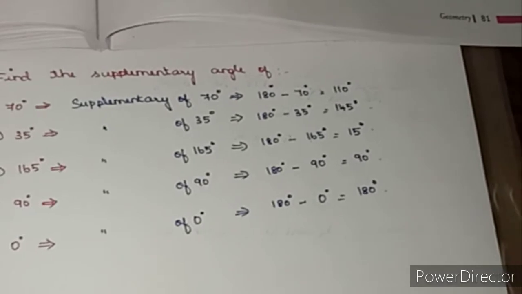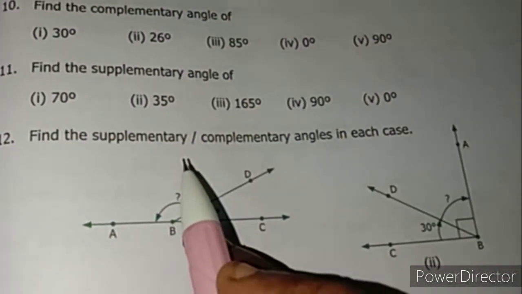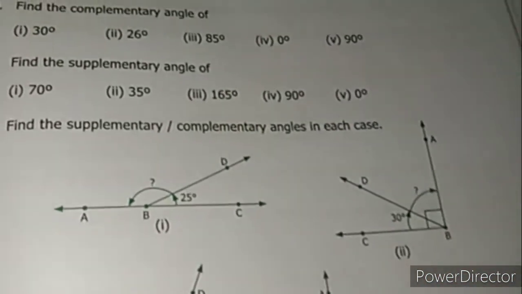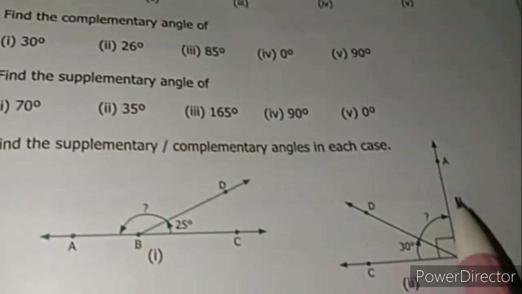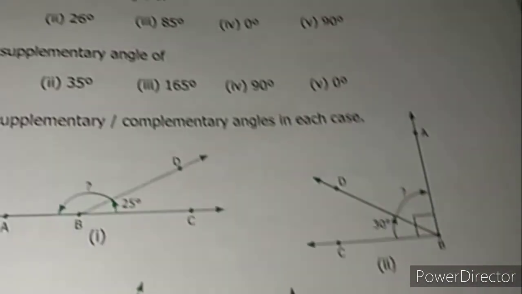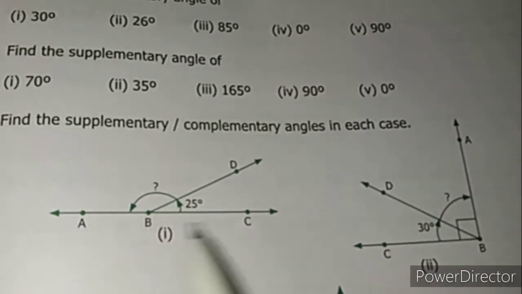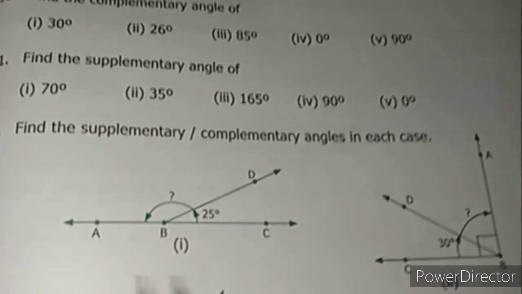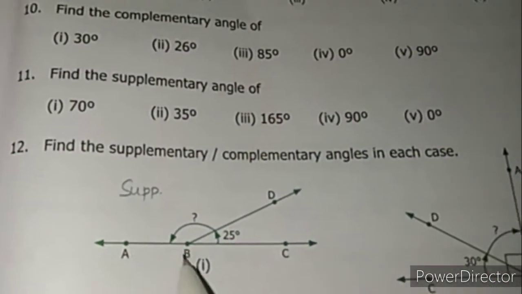Okay, I will go with the next question. Find the supplementary or complementary angle in each case. It depends on the type of figure which is given here. See here, this is a straight angle. So a straight angle is nothing but 180 degrees. So 180 degrees means what type of angle? Yes, it is supplementary.